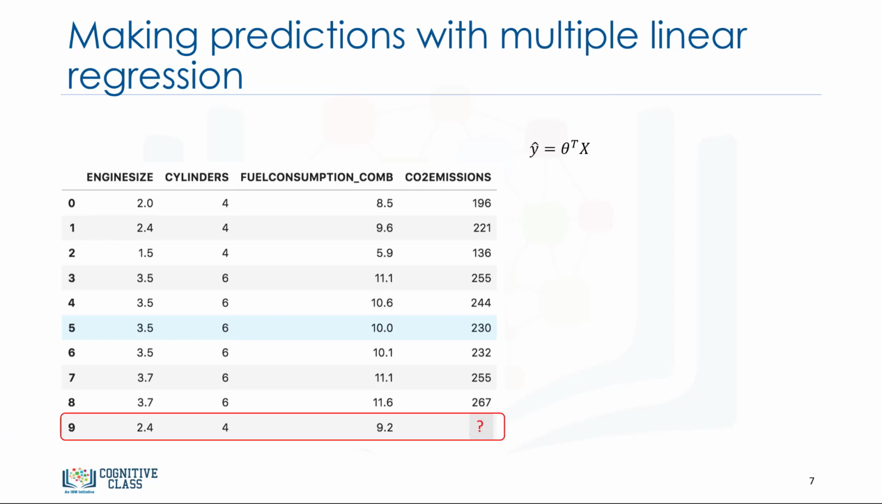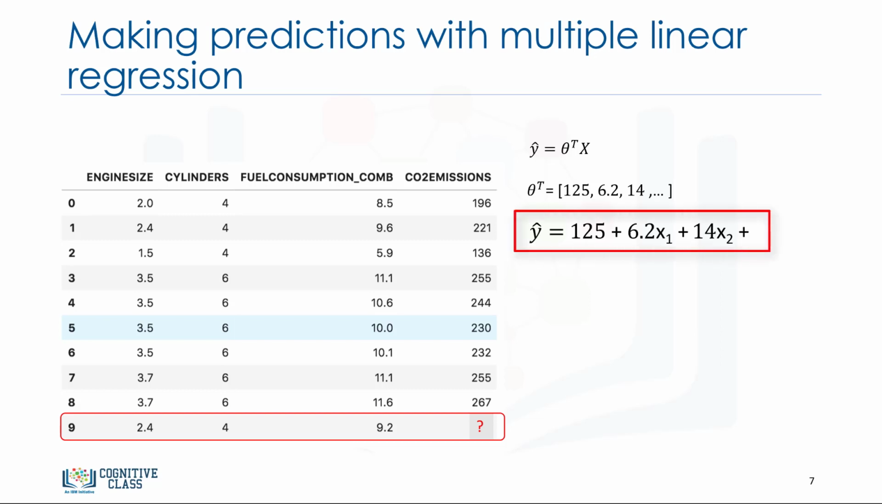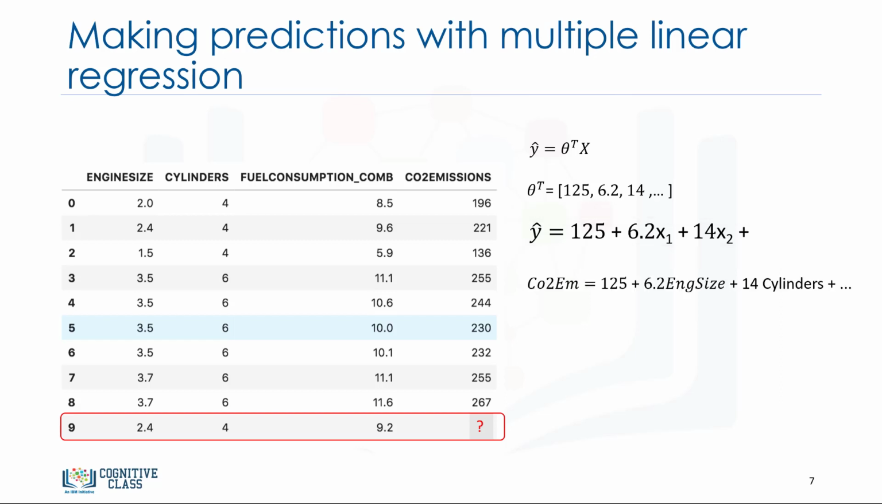Our linear regression model representation for this problem would be y hat equals theta transposed x. Once we find the parameters, we can plug them into the equation of the linear model. For example, let's use theta 0 equals 125, theta 1 equals 6.2, theta 2 equals 14, and so on. If we map it to our data set, we can rewrite the linear model as CO2 emissions equals 125 plus 6.2 multiplied by engine size plus 14 multiplied by cylinder, and so on.